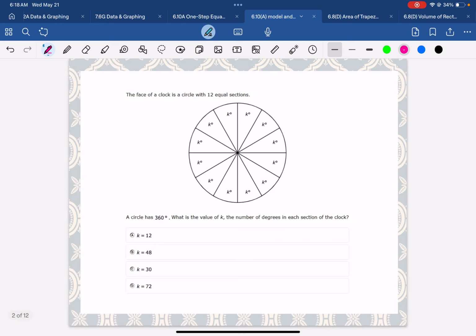All right, in this case, it says the face of a clock is a circle with 12 equal sections. A circle has 360 degrees. What is the value of k, the number of degrees in each section? So in this case, our variable is k. So we're going to set up an equation. We have 12 groups of k is equal to 360. Now, we already know that the 12 is our coefficient, and we're multiplying it by k. And the inverse of multiply is divide, so I would divide both sides by 12.